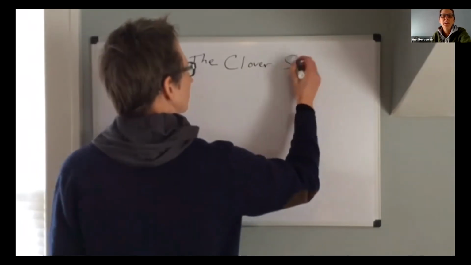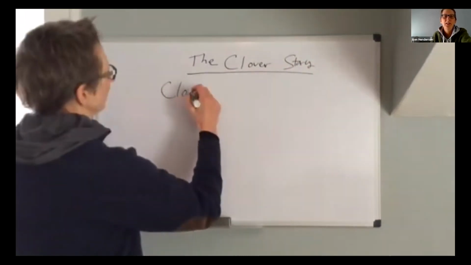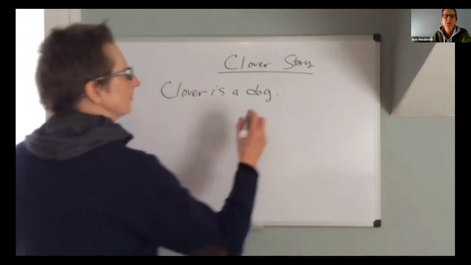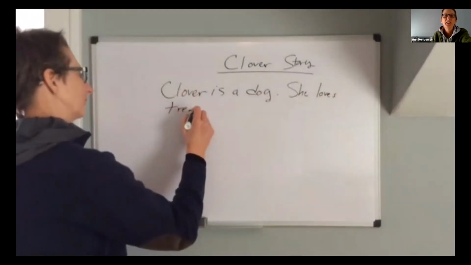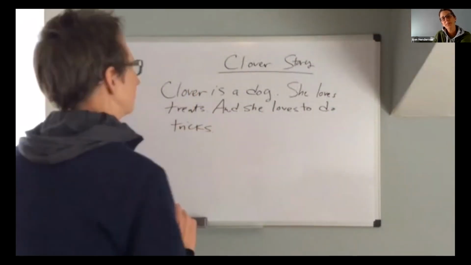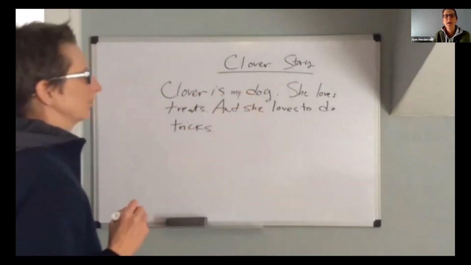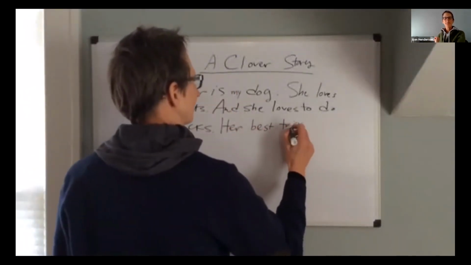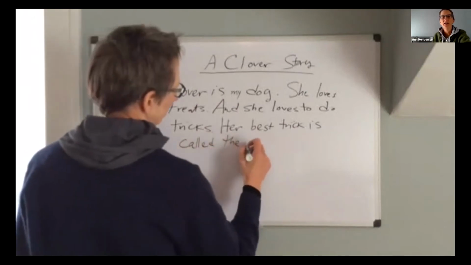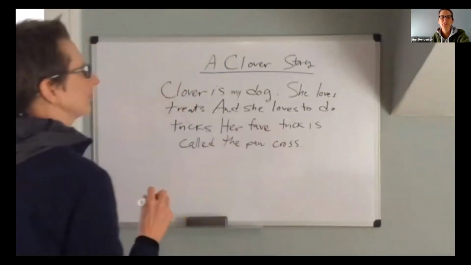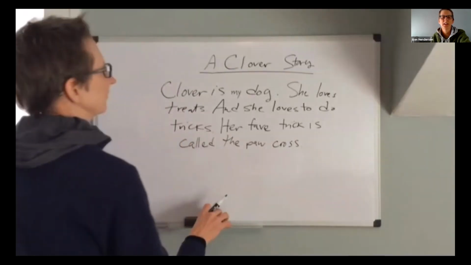So it's the Clover story. All right, Clover is a dog. All right, okay, I'm changing it. I just want Clover story. She loves treats and she loves to do tricks. Oh, I don't want to say my dog. I just want to be clear. And it's a Clover story. Her best trick, oh, I made a typo. I fixed it, is called the paw cross. I want to say it's her fave trick. I like that word better. Okay. All right. I think I'm done here.